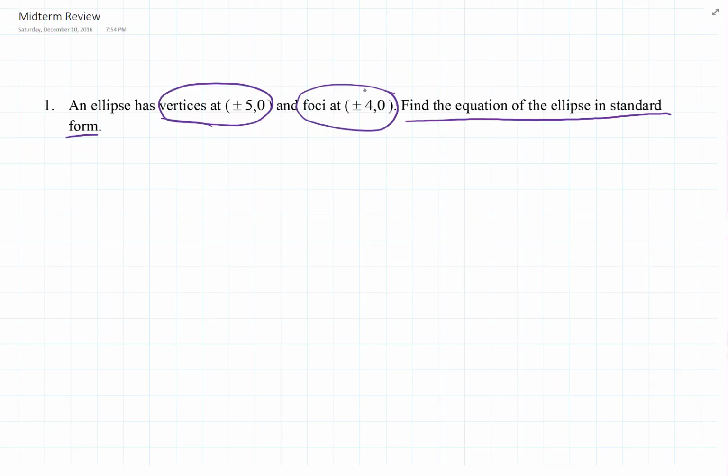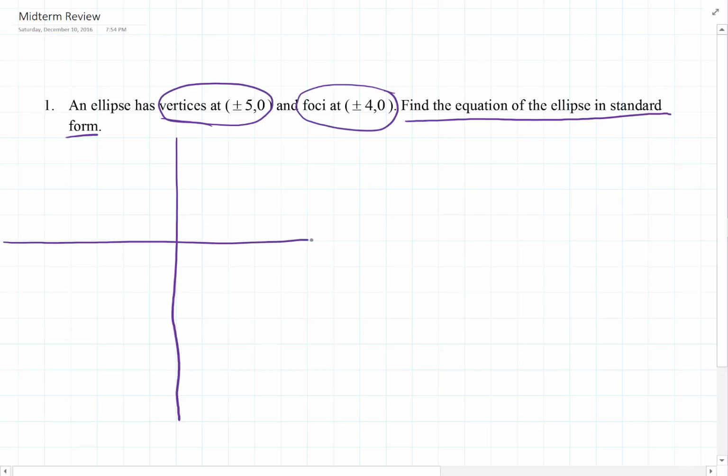Using this information, the simplest way to find the equation is to just create a quick little sketch. I have a y-axis and an x-axis. And I'll go ahead and plot points to represent what we've been given here, the vertices rather, at 1, 2, 3, 4, 5, 0, 1, 2, 3, 4, negative 5, 0. Those are my two vertices.